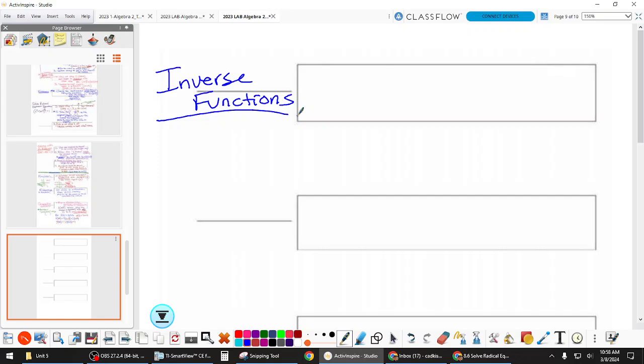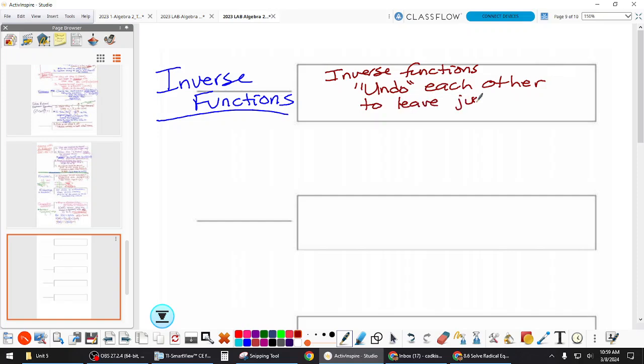So basically it's the same idea. You've dealt with inverses lots of times, you just didn't know it. Where if you do something, an inverse undoes it, is the big idea. So two inverse functions undo each other. That's the goal, at least. So let's give a big idea to this. I'm going to use that word, undo each other, to leave just x. Okay? It's kind of like digging a hole and filling a hole. Those are inverse functions. And we end up back to flat ground again.